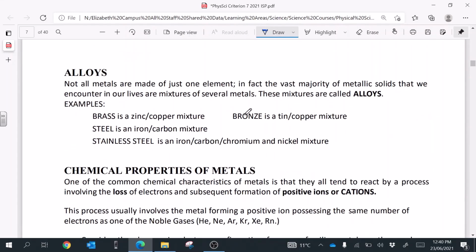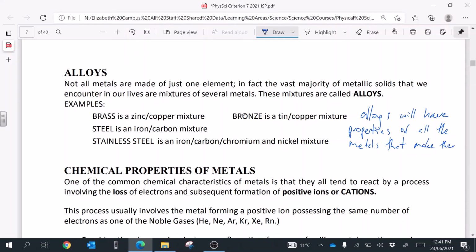We've got some alloys here. Not all metals are made of just one element. In fact, the vast majority of metallic solids that we encounter in our lives are a mixture of several metals. These mixtures are called alloys. You've probably heard of alloys before. They're just a mixture of metals, and you might ask, why do you want to mix metals? It's because alloys will have properties of all the metals that are in them.